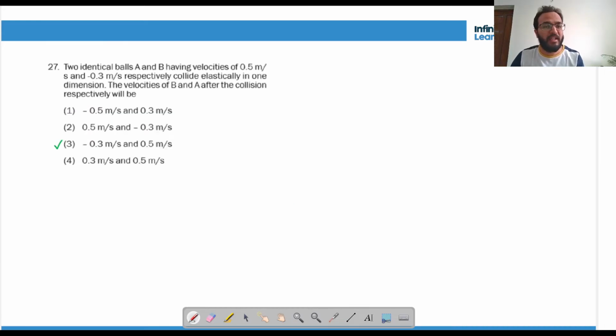Two identical balls A and B have velocities 0.5 meter per second and minus 0.3 meter per second respectively. They collide elastically in one dimension.